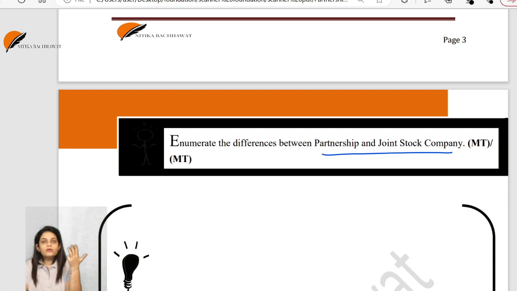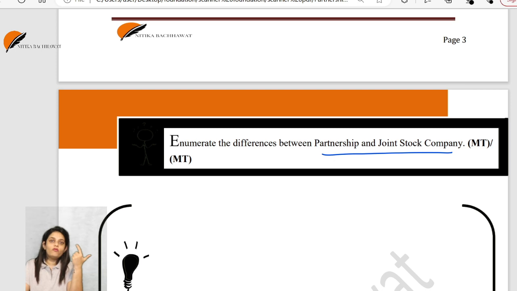Death of a partner results in the dissolution of the firm. Death of a member does not result in the dissolution of the company. Property of the partnership belongs to the partners, whereas property of the company belongs to the company. The business of the partnership is generally managed by the partners, all of them together or any one or more acting for all of them. Whereas in a company, the business is managed by a separate body called the board of directors.